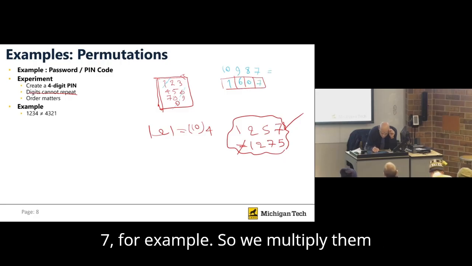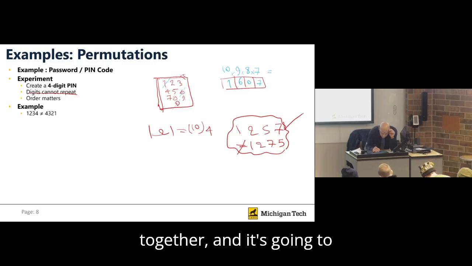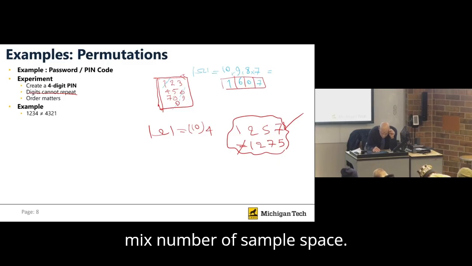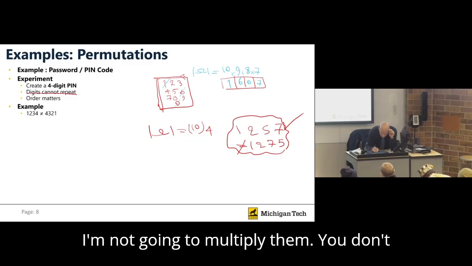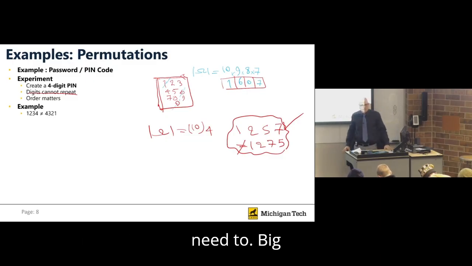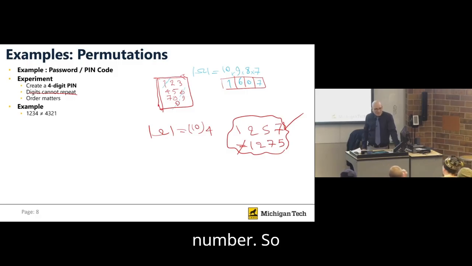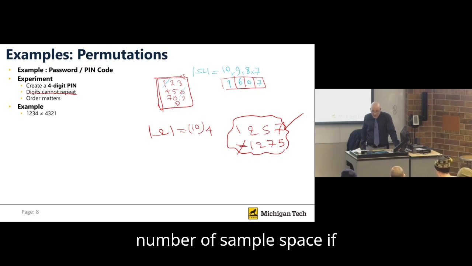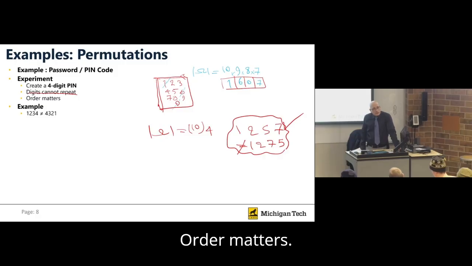So we multiply them together, and this is going to give the number of the sample space. I'm not going to multiply them. You don't need to. Big number. So that's how we find the number of the sample space if order matters. Order matters, and repeating is not allowed, in this example. Question?